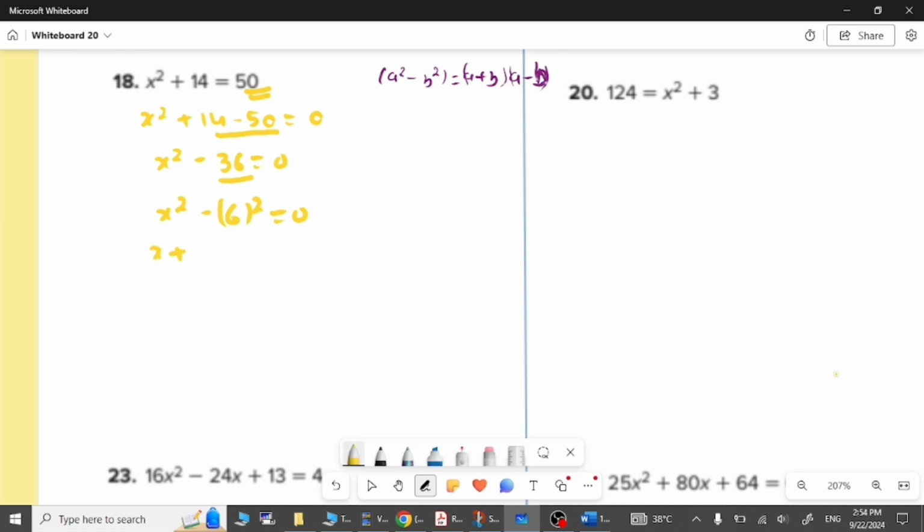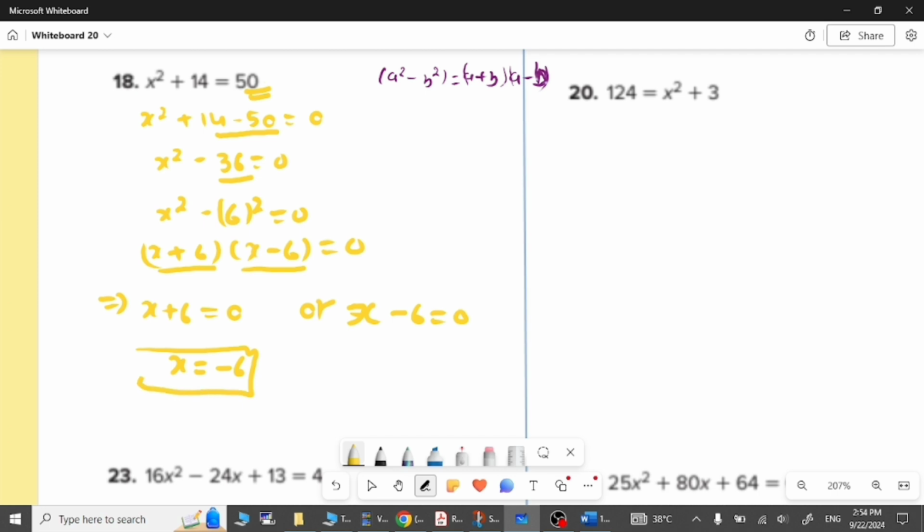Here you can write (x + 6)(x − 6) = 0. Multiplication of two expressions is 0. This implies either x + 6 = 0 or x − 6 = 0. From here x = −6, and from here x = 6. Okay, I hope you have understood.